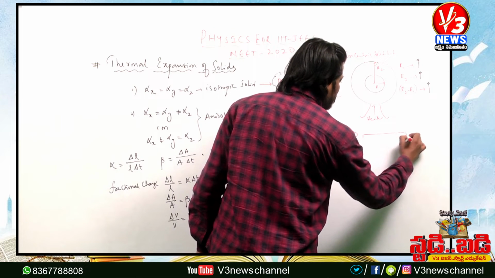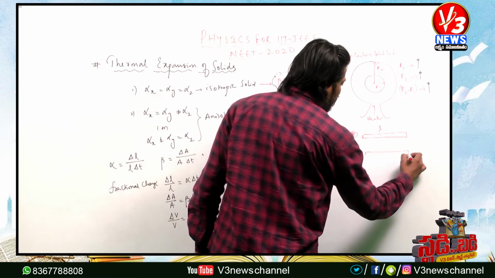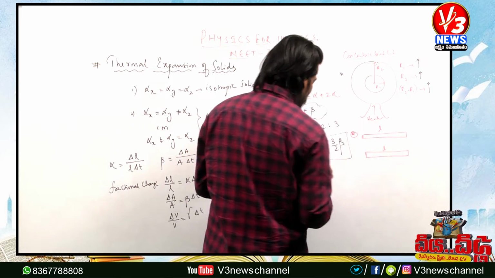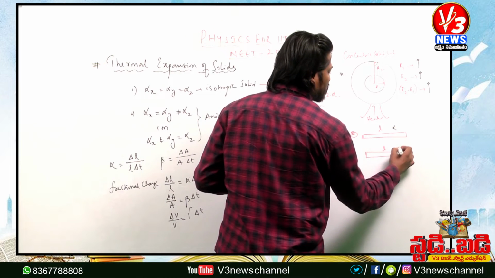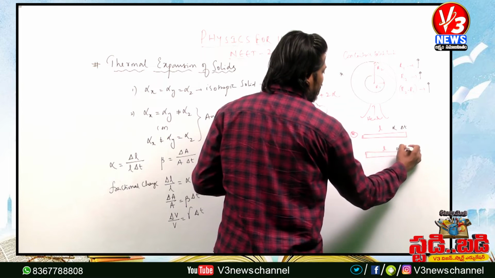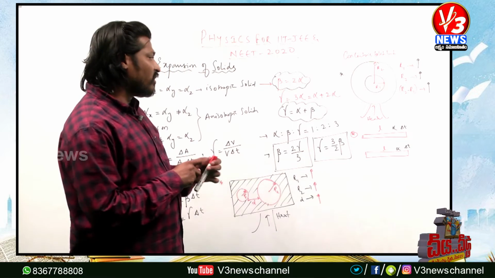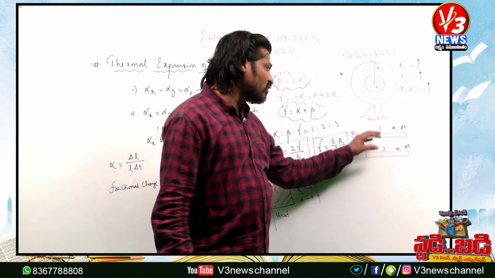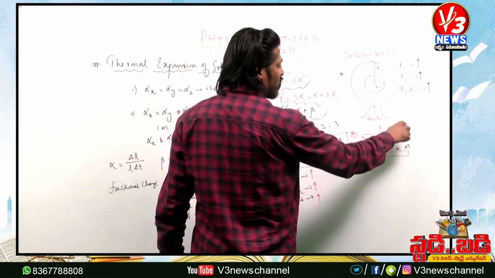This is one rod of length L, and this is another rod of the same dimension, also of length L. The coefficient of linear expansion of this one is alpha, and this one is also alpha, and the temperature difference for this one is delta T, and for this one is also delta T. Now what happens when we give the same temperature difference?